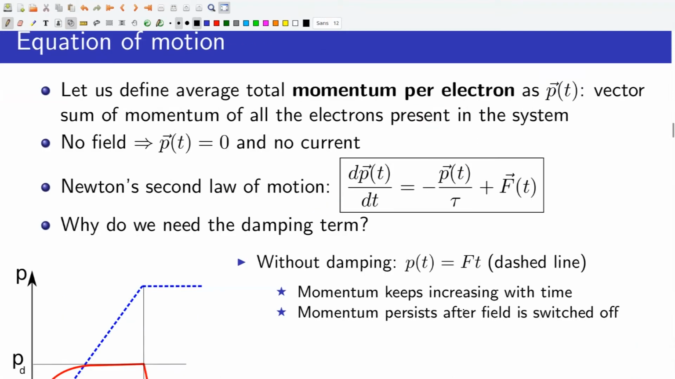Let us define average total momentum per electron as P of t. This is the vector sum of momentum of all the electrons present in the system. So that means I sum over all the electrons present in the system and then divide it by the number of electrons present in the system and define that as P of t. Note that in the absence of field, the p_i's are completely random, and as a result, P of t is equal to 0 and there is no current.